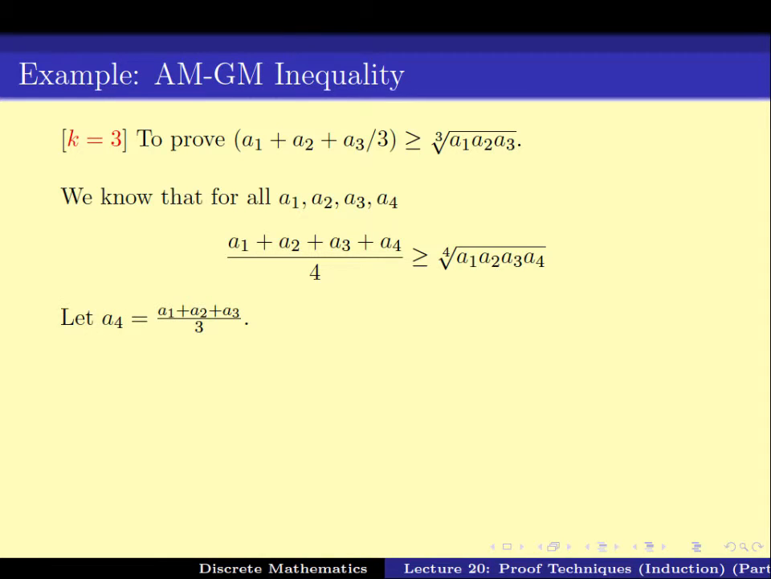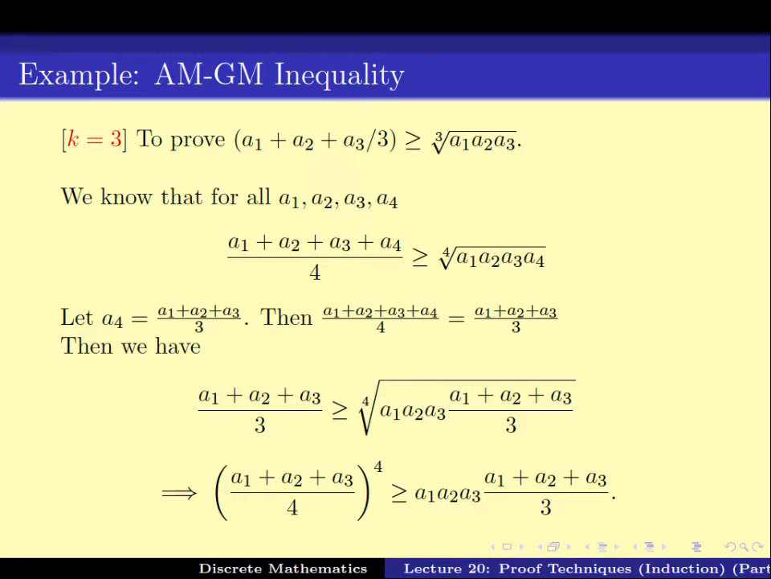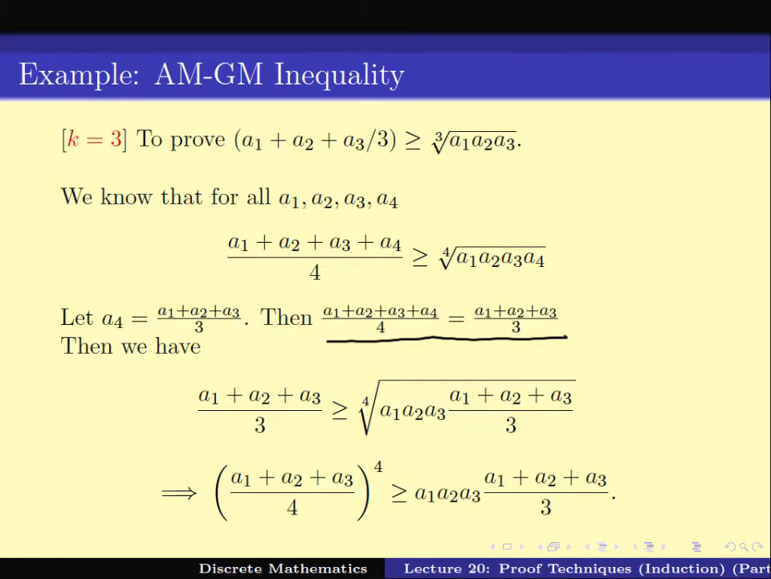The idea here is, let's assume AR equals A1 plus A2 plus A3 by 3. Now A1, A2, A3, A4 are any real numbers, so I can put anything there. So I put A4 equals A1 plus A2 plus A3 by 3. Note that if I do so, then A1 plus A2 plus A3 plus A4 by 4 does become A1 plus A2 plus A3 by 3. This is something that you need to check.